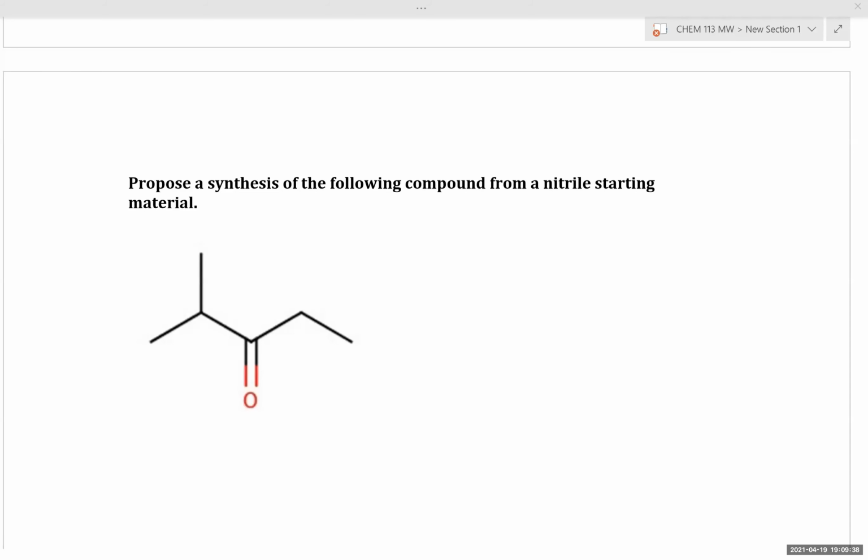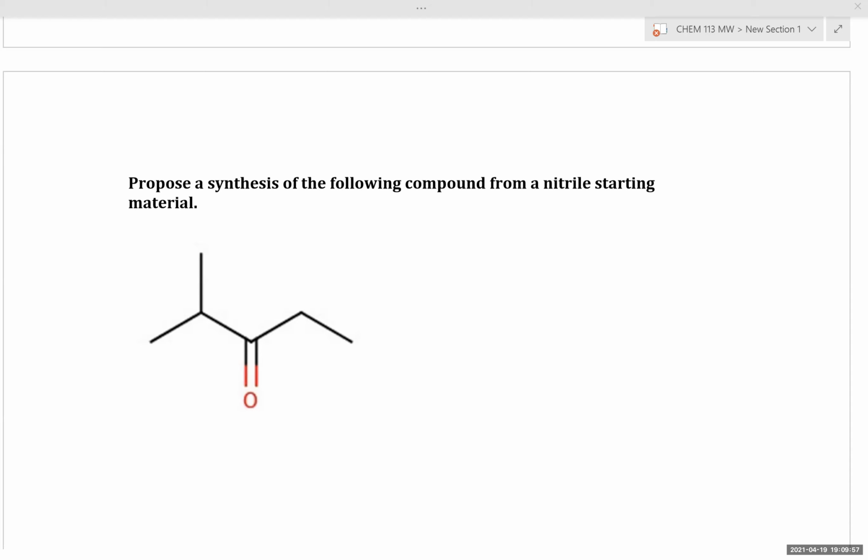Continue on with our lecture. Okay, so when we last left off, we discussed many reactions of nitriles. One reaction that stood out is the reaction of nitriles with Grignard reagents to prepare asymmetrically substituted ketones.